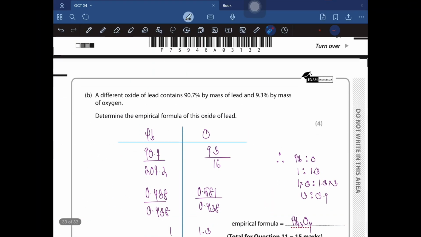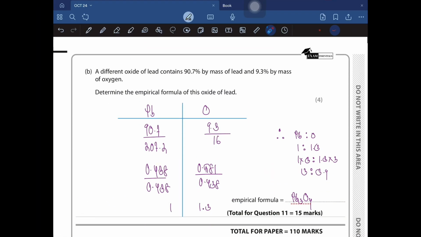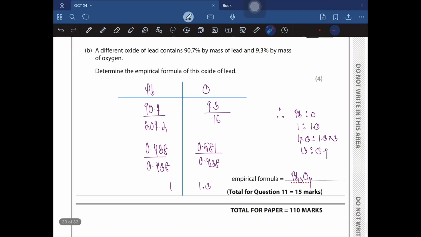This is the last part of this question. A different oxide of lead contains 90.7% by mass of lead and 9.3% by mass of oxygen, right? So basically all of that simple stuff of calculating an empirical formula. Pb and O, that is 90.7 and 9.3, divided by the Mr of lead and the Mr of oxygen. You then divide all the values by the one that has the smallest value, right? So out of these two, this is the smallest, so I'm going to divide this and this as well, right? So I get a ratio of 1 to 1.3, right?